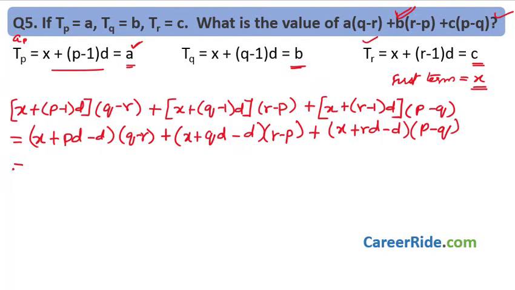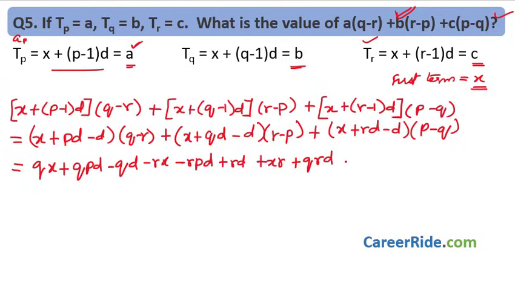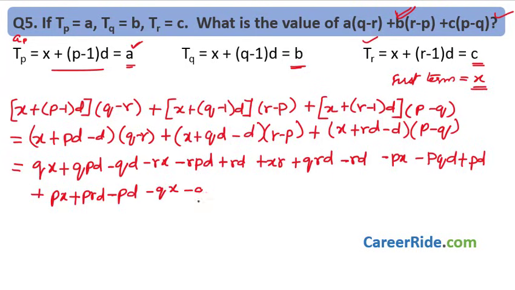Okay, so now if I go on to solve this further, what do I get? I get QX plus QPD minus QD minus RX minus RPD plus RD, plus XR plus QRD minus RD minus PX minus PQD plus PD, plus XP, that is PX, I can also write it as PX, plus PRD minus PD minus QX minus QRD plus QD.